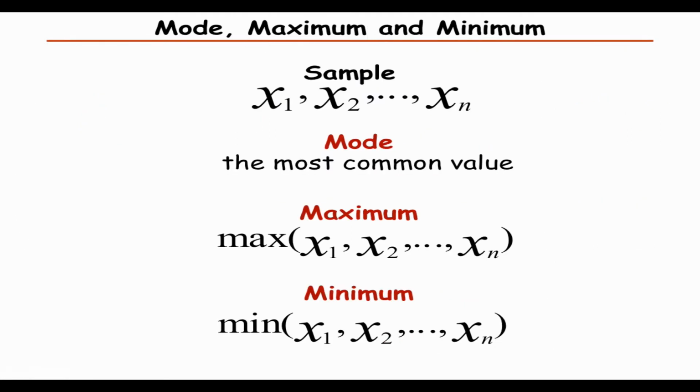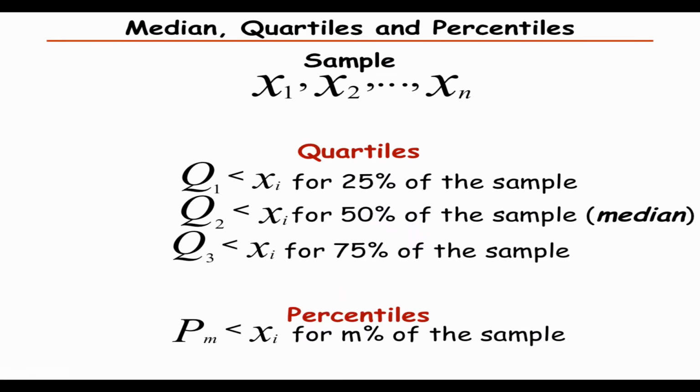So then we can also calculate other things. We can calculate the mode, which is the most common value, the maximum, the minimum, and there are cases where we need to look at those. We can also calculate the median and different quartiles. The median is where 50% of the sample is below the median and 50% above. We can calculate that for any percentile we choose.